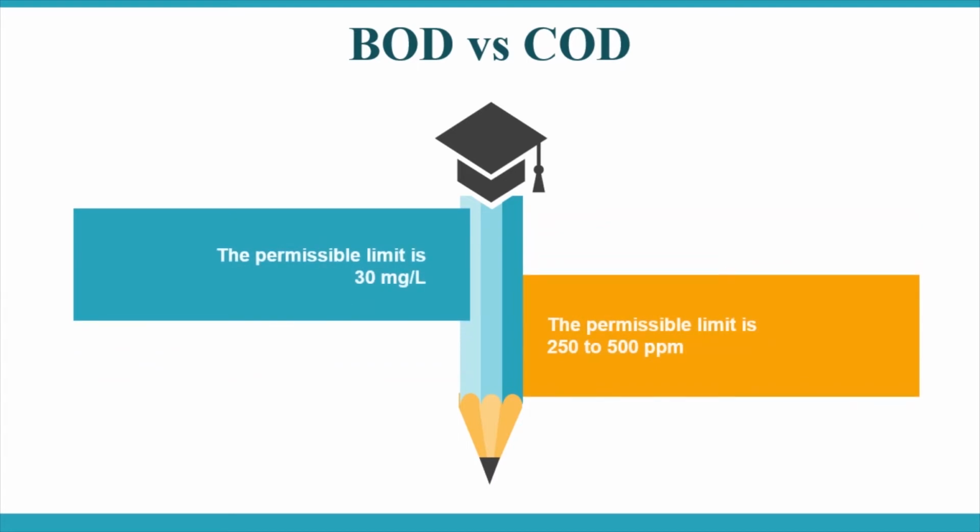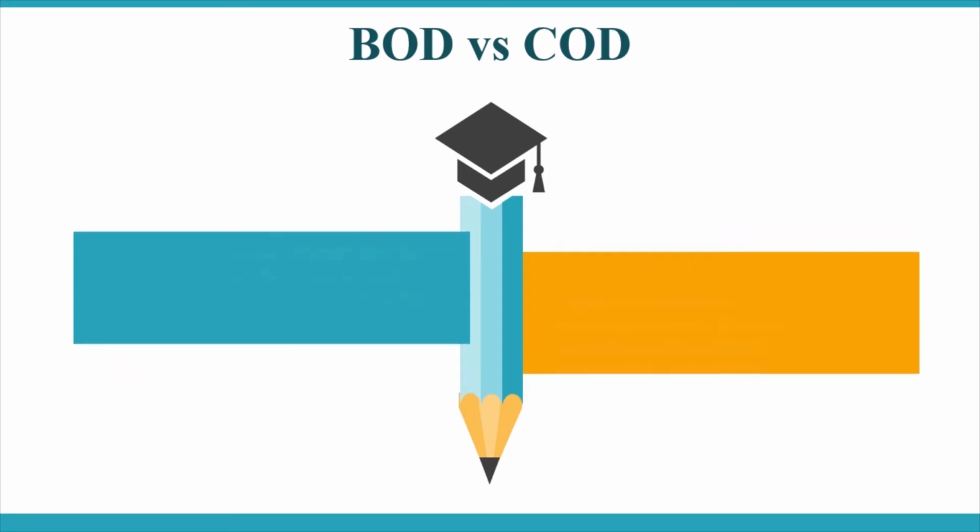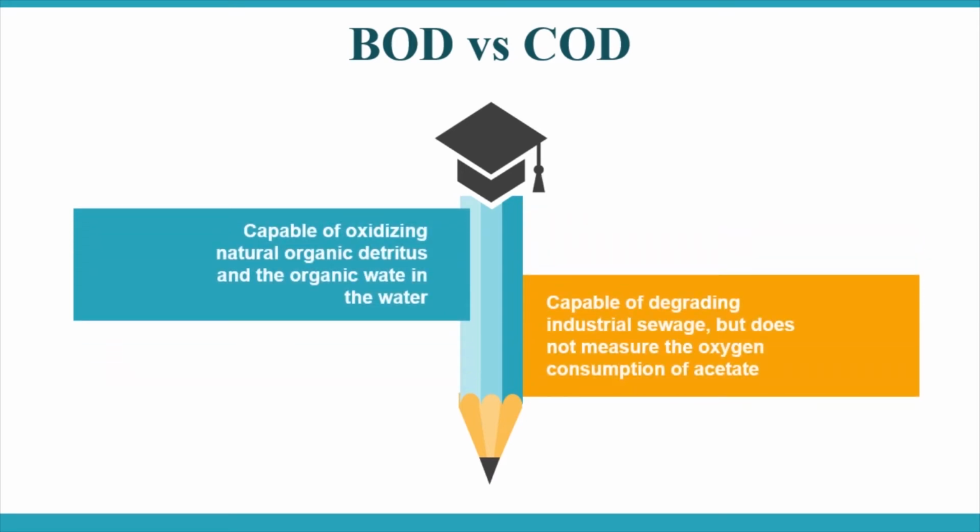The permissible limit for BOD is 30 mg per liter, while the permissible limit for COD is 250 to 500 ppm. The BOD value is lower than the COD value, as the COD value is always greater than the BOD value. BOD is capable of oxidizing natural organic detritus and the organic waste in the water, while COD is capable of degrading industrial sewage but does not measure the oxygen consumption of acetate.